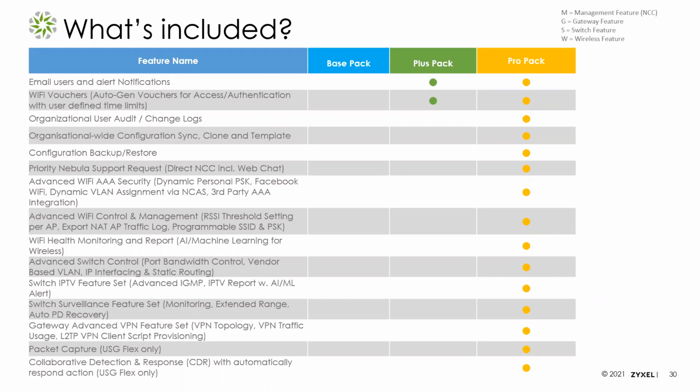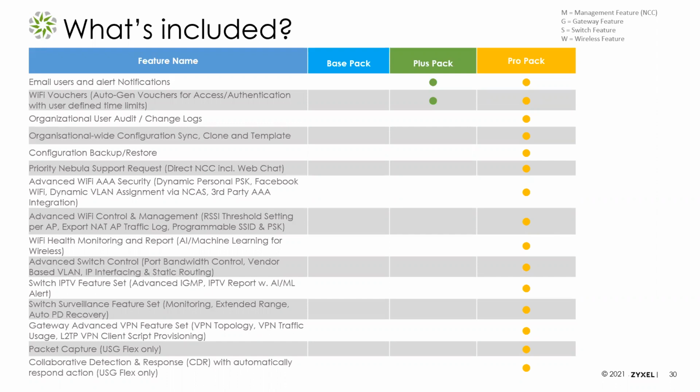And then the rest of the stuff we're going to talk about here is Pro Pack features, and this is mainly aimed at MSPs. Gives you access to audit logs. So every configuration change is logged, including who made the changes to help you troubleshoot things in the future. The ability to sync some settings between different sites in your customer's organization, as well as the ability to clone and create templates. The ability to back up and restore switch configurations. The ability to open a ticket directly with our headquarters in Taiwan. You can do that with the Pro Pack, so you don't have to call into our local office first.